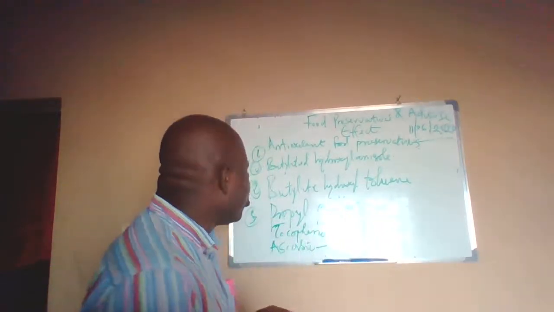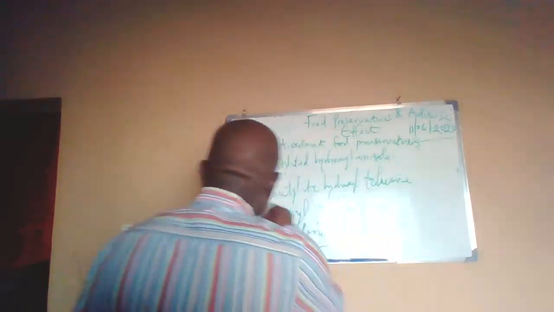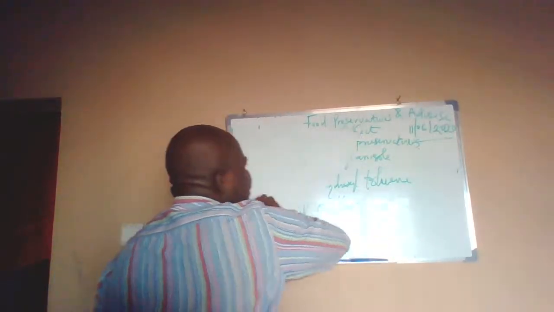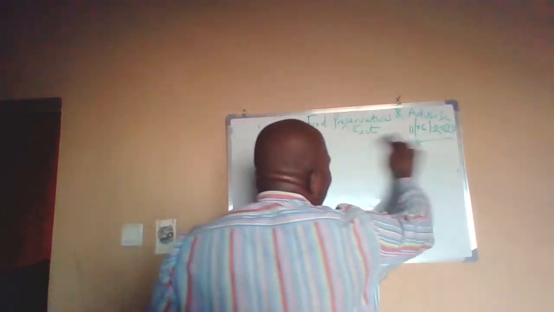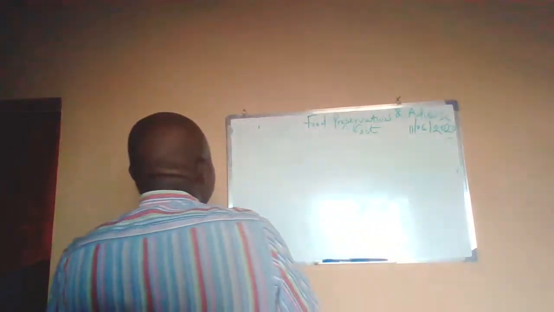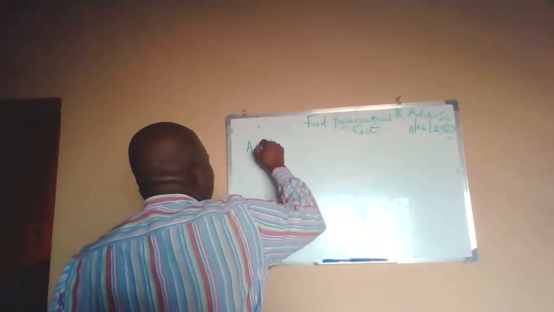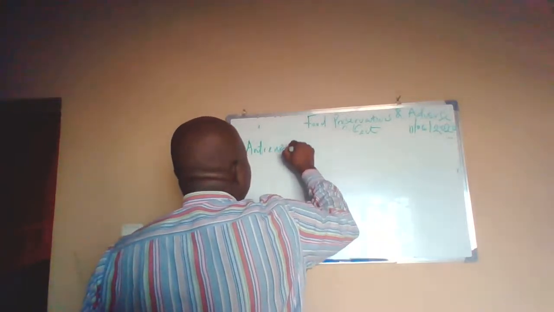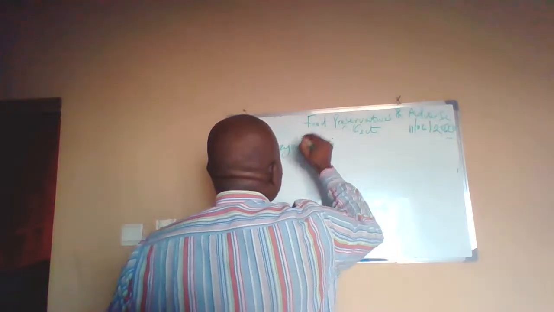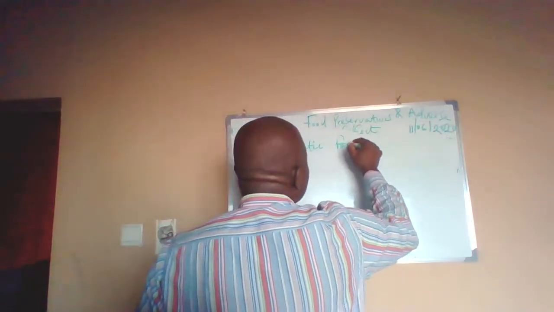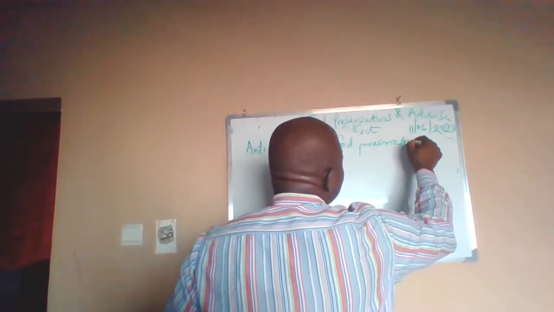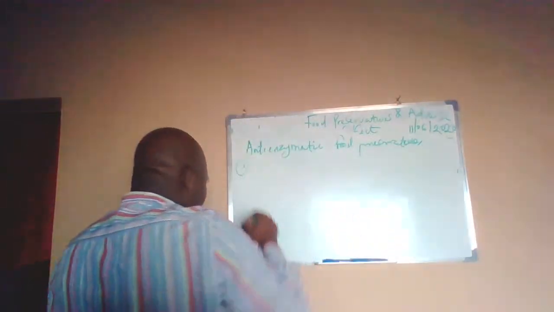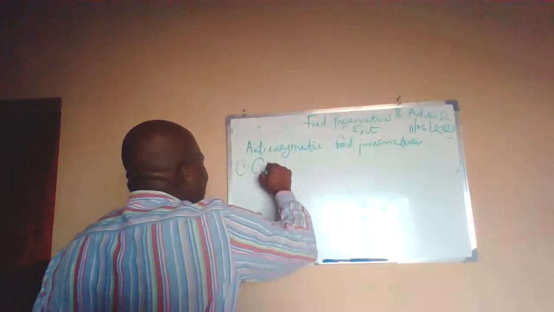So we want to talk about the third class of food preservatives, which are described as the anti-enzymatic food preservatives. They include, one, citric acid.